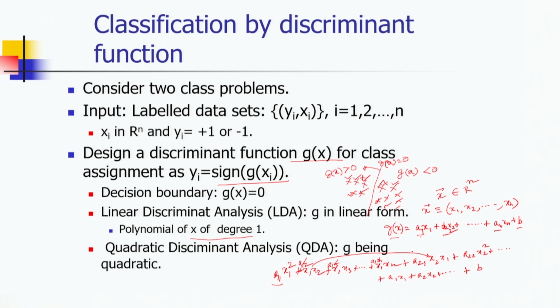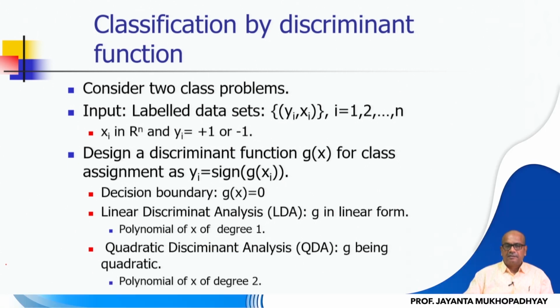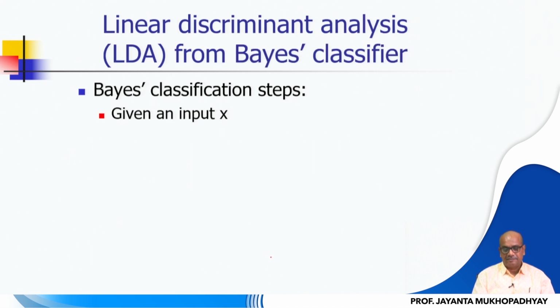So if I give you the training samples, a labeled data set, how do you derive those appropriate functions which will fit the training data sets as much as possible? This quadratic discriminant analysis, we say polynomial of x of degree 2, I just explained again.